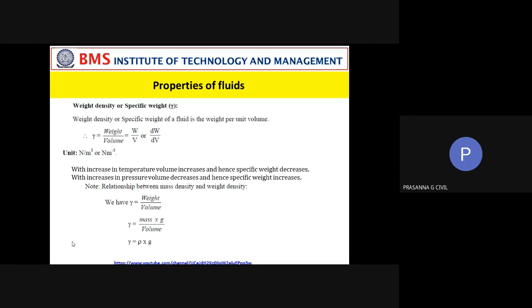Now here, let us look. With increase in temperature, volume increases and specific weight will decrease. With increase in pressure, volume will decrease and specific weight will increase. One more relationship for you to understand, and I want this to be noted down by you. So specific weight is weight by volume. Weight is nothing but mass into g, divided by volume. So if you see mass by volume, this is nothing but your mass density, which I told you is rho. So gamma is equal to rho into g. Our specific weight is mass density into g, or simply density into g.